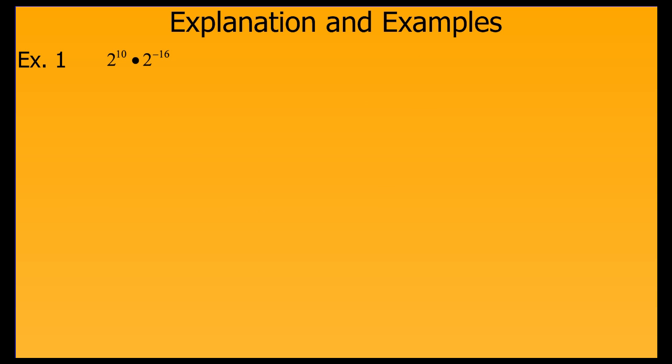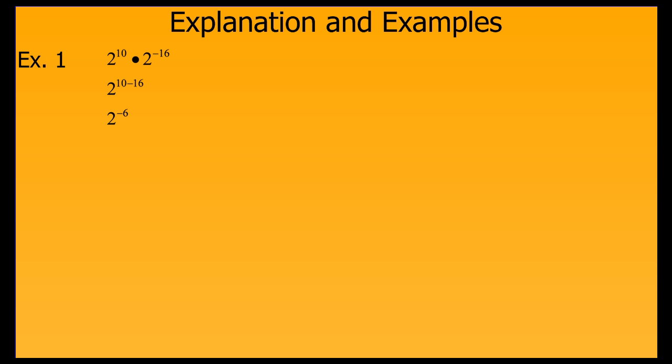Let's look at some examples. We want to simplify this expression, which is a product of two powers, but this time involves a negative exponent. Using our product of powers property, we can simply add the exponents. This gives us 2 to the negative 6th power.